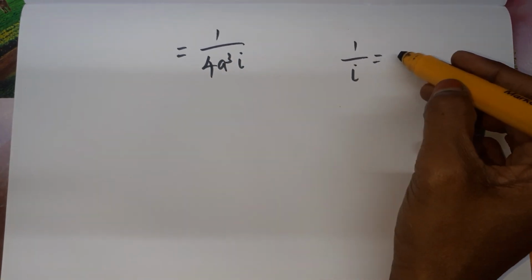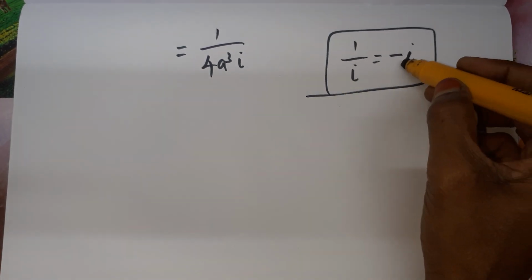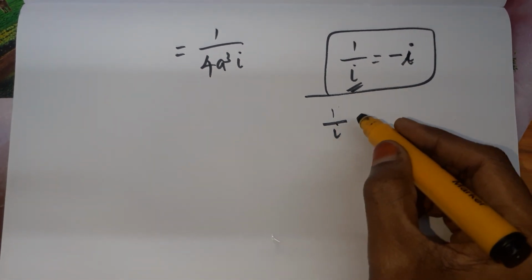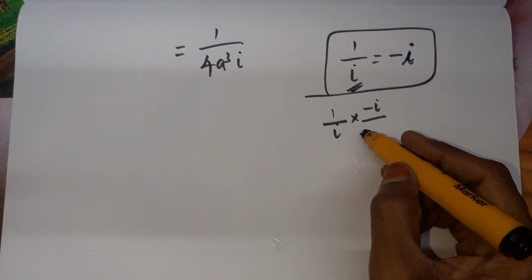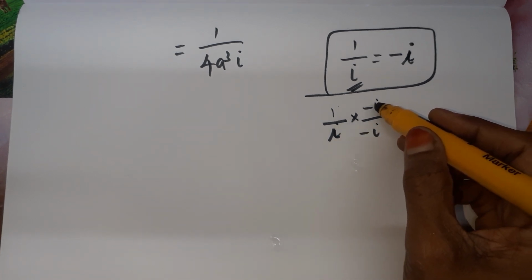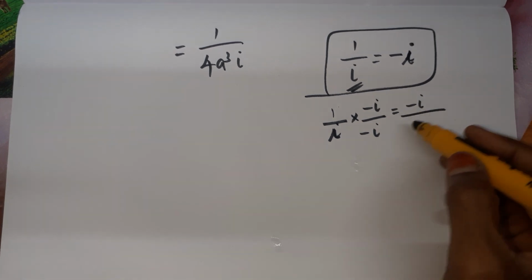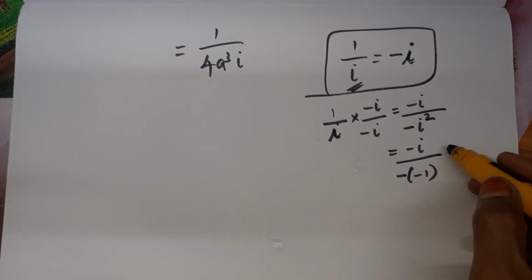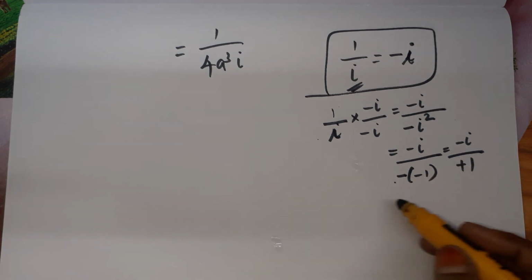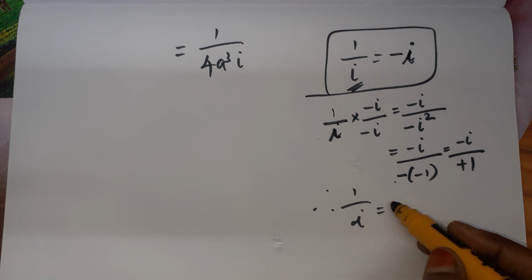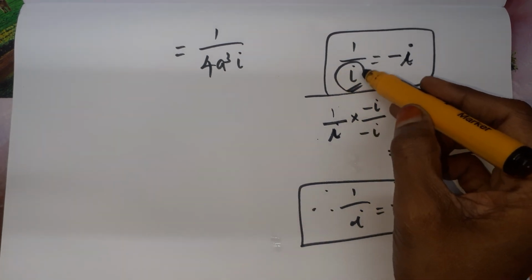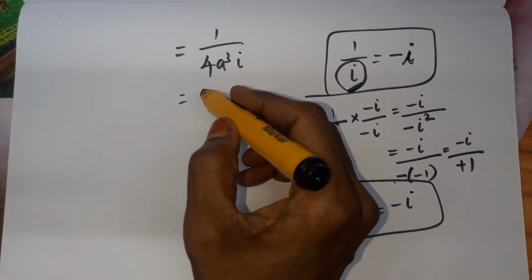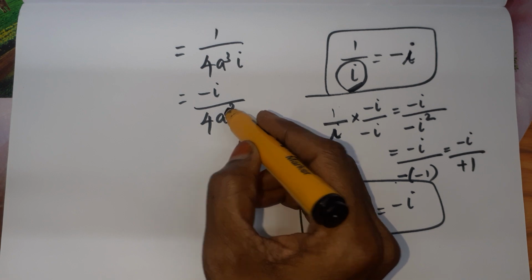What is 1 by i? 1 by i is equal to minus i. Complex number, we are not able to take that in the denominator. We have to take that to the numerator. How we can take that? 1 by i, multiplying and dividing by its complex conjugate. What is the complex conjugate of i? Minus i. So minus i by minus i we are multiplying. Minus i by minus of i squared, the value is minus 1, which is minus i by minus into minus, plus 1. So finally 1 by i is equal to minus i. We are not supposed to take a complex imaginary part in the denominator. So this is equal to minus i by 4a cube.